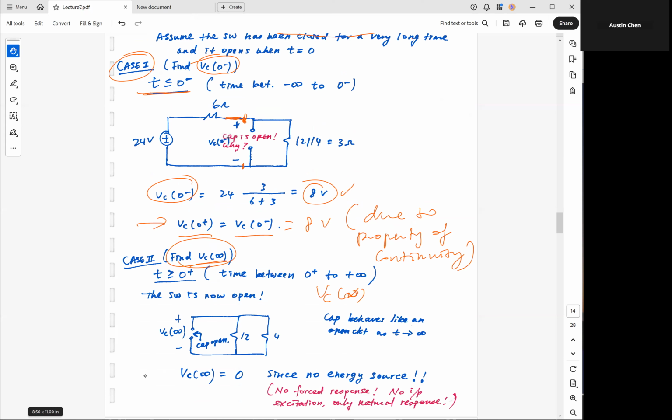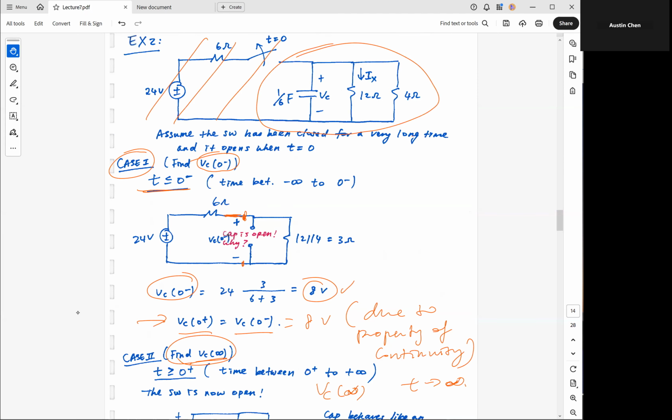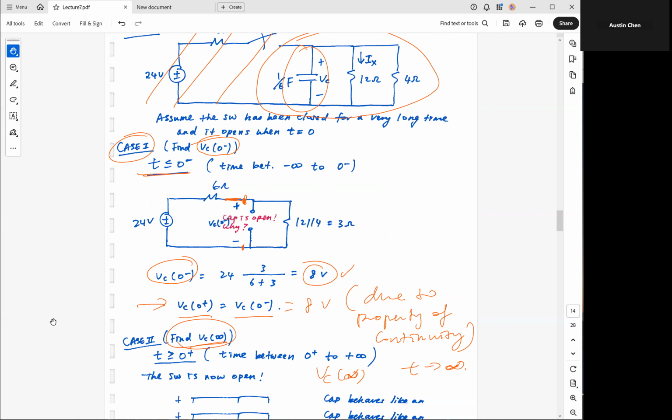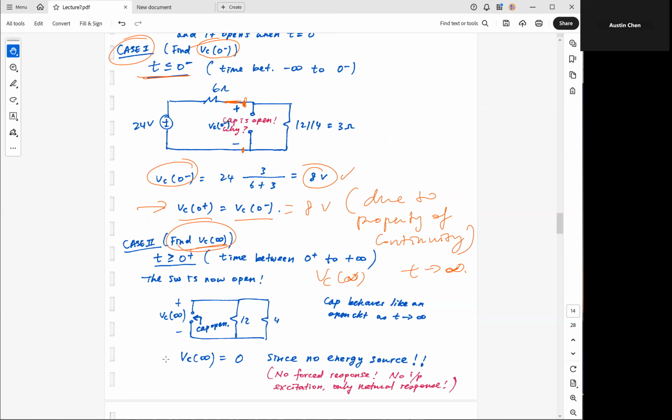So we are going to use exactly the same trick here. When t goes to infinity, the capacitor has been sitting there for a long time, and it's going to behave like an open circuit. That means I'm going to replace this capacitor here with an open, and I'm going to find the voltage drop across this open, in other words, between this dot and this dot, these two terminals. And I want to find VC at infinity.